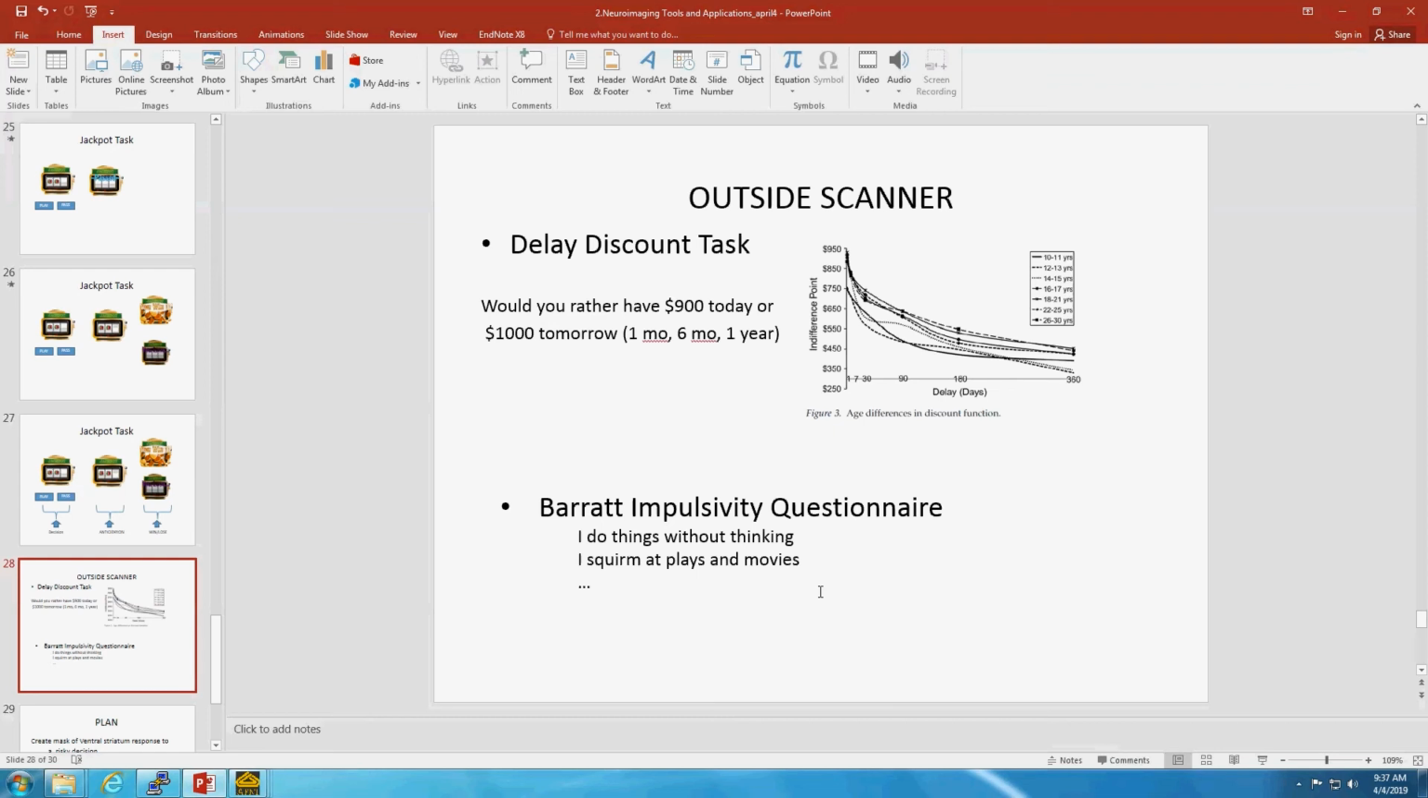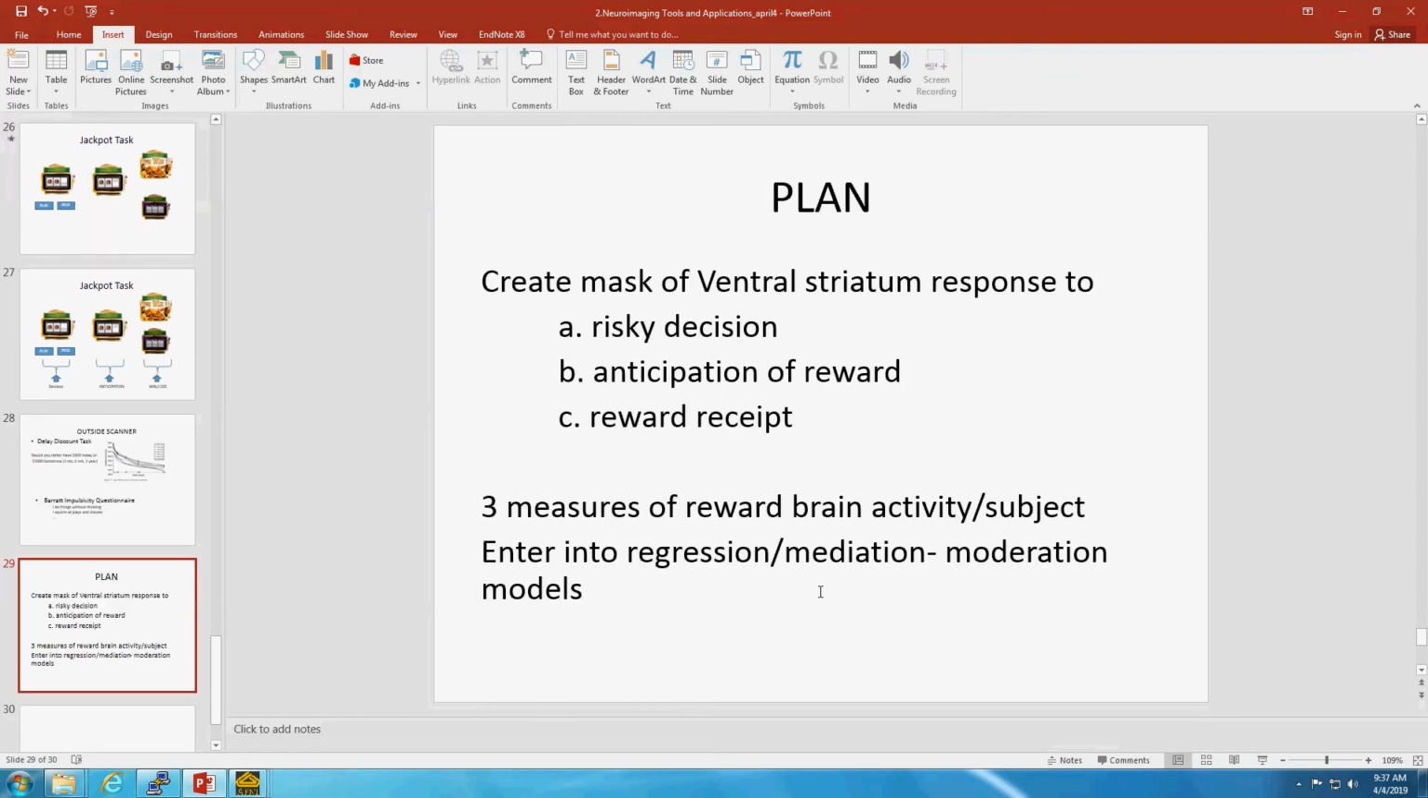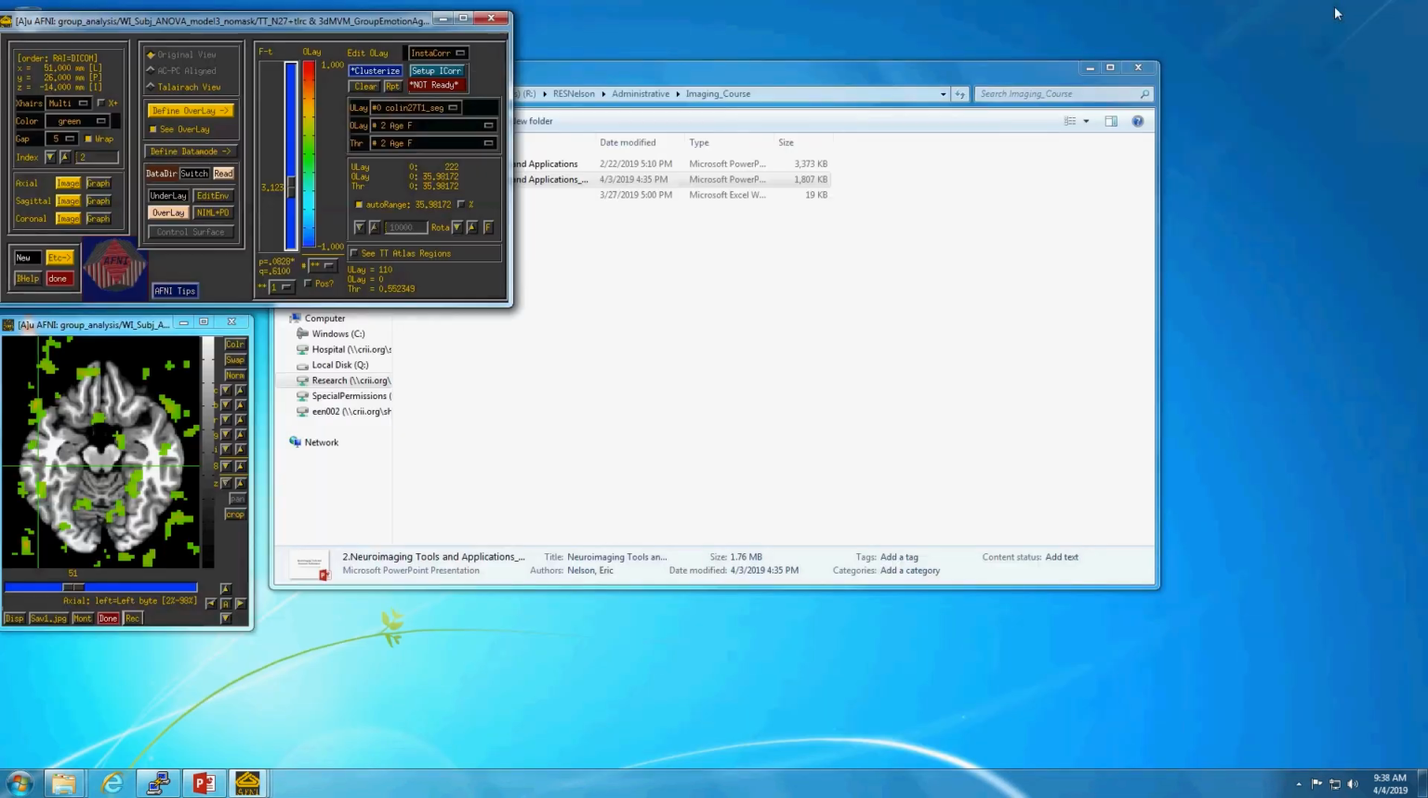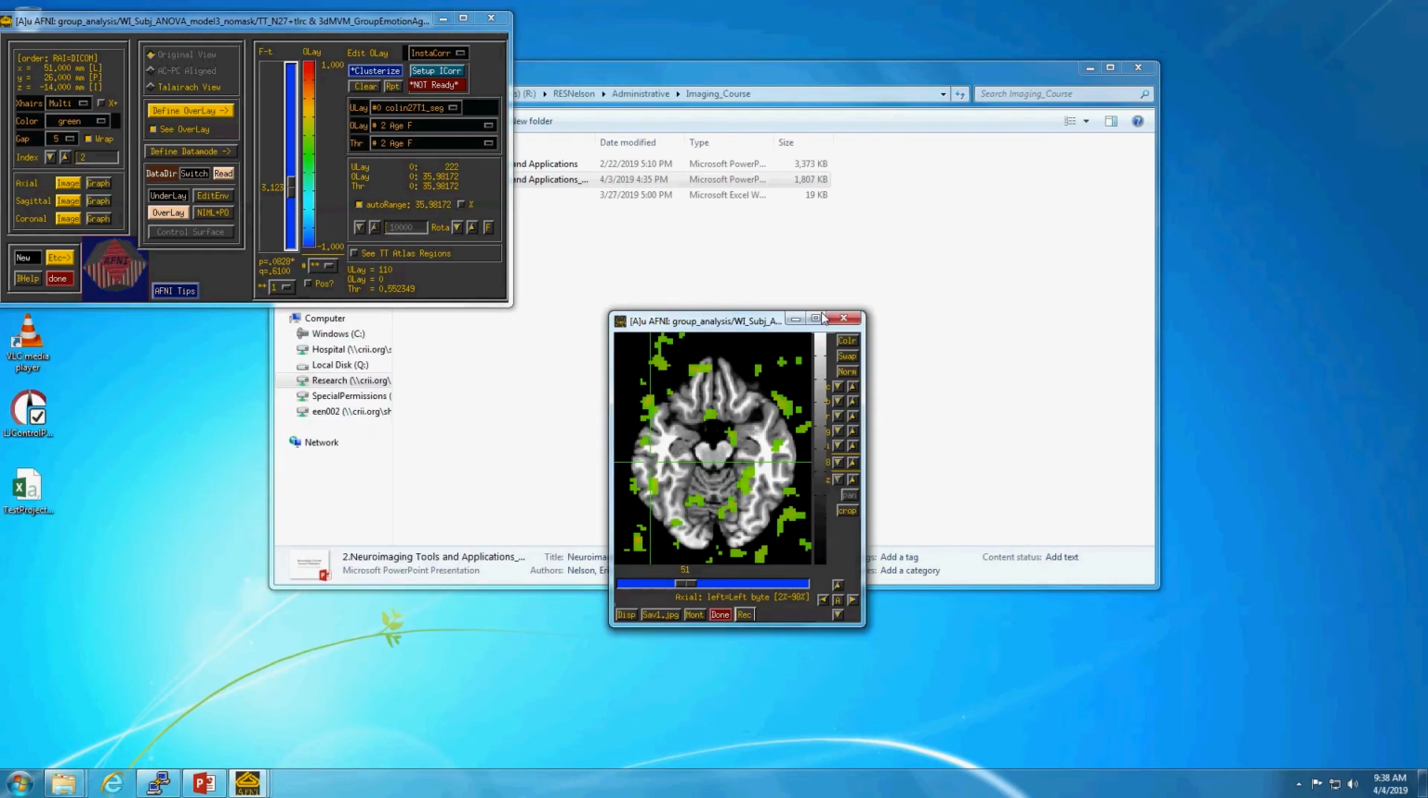Okay, so our plan is, first, we want to model the imaging, what happens inside the scanner during all these different conditions. So we're going to look at the effects of testosterone on each of these 3 things. And I can show you what the data is looking like at one person's level.